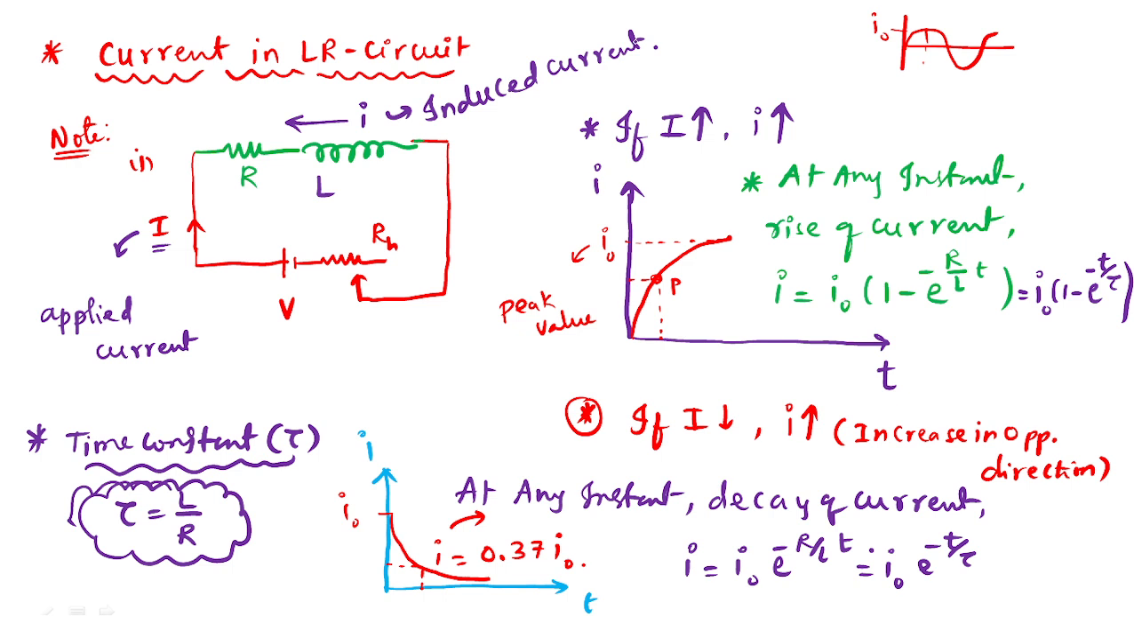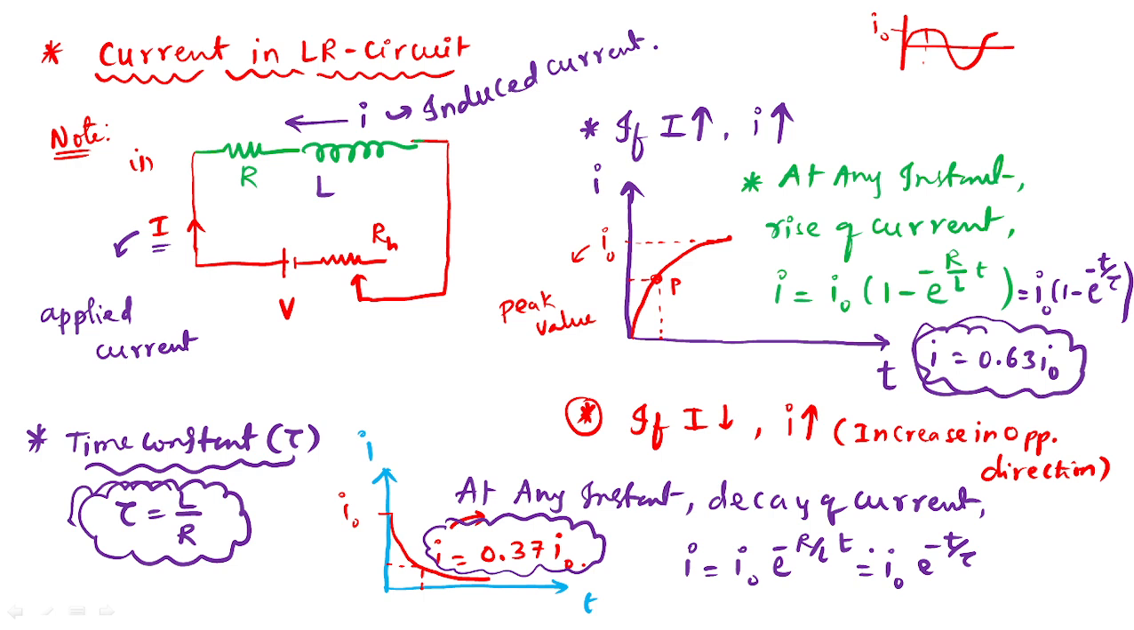So how much increment can you see? You can see a 63% increase. How much decrement can you see? A 37% decrease. Yes or no? Here also I can write: what is this I at any instant? I is equal to 0.63 times I naught. This is the increment you can see. What is the decrement? I is equal to 0.37 I naught.